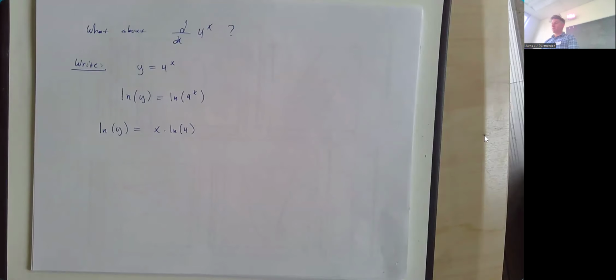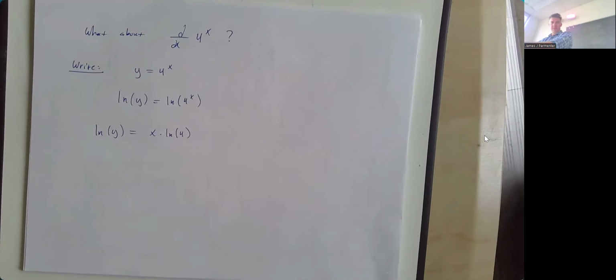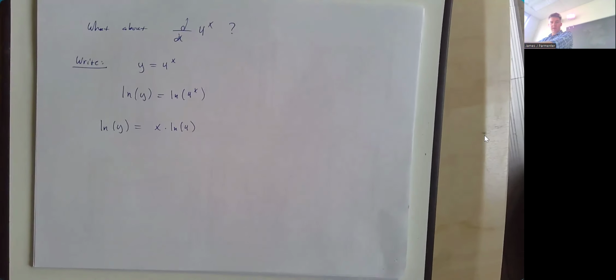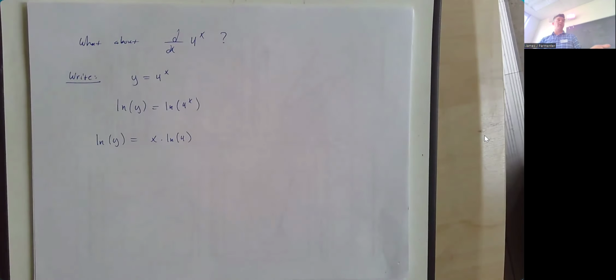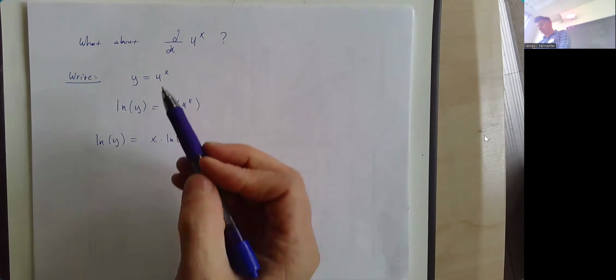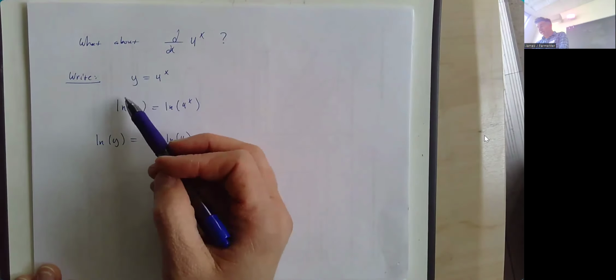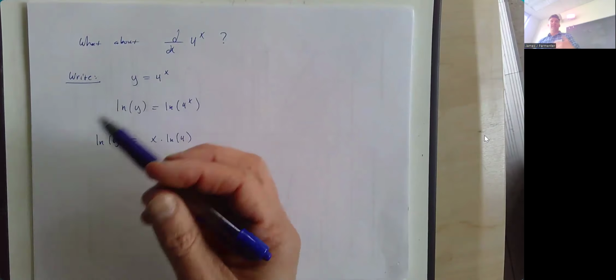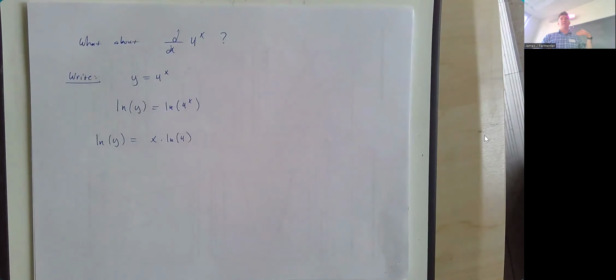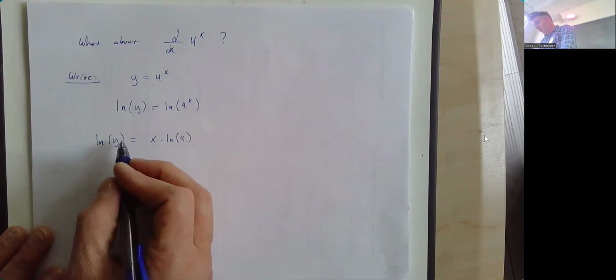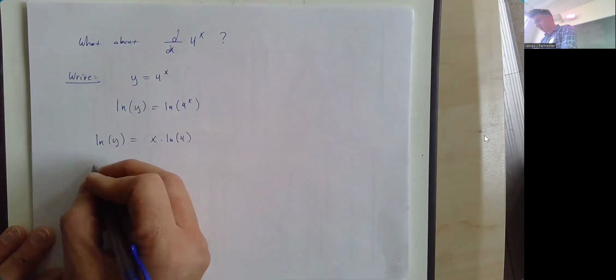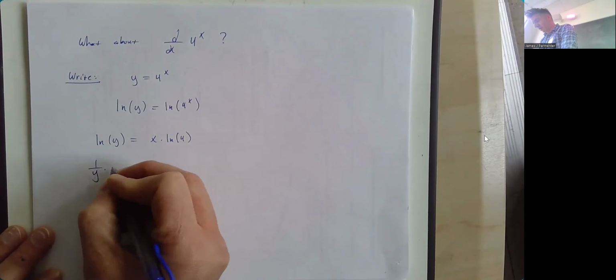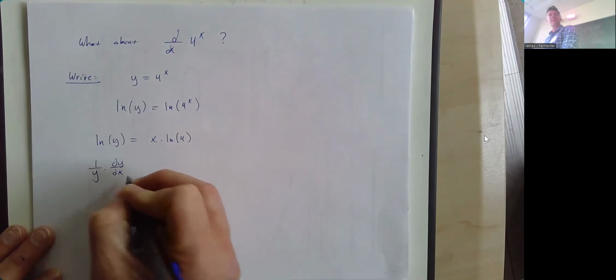I'm going to remind you many times: in our framework here, y is always a function of x. It is explicitly a function of x here. Y equals 4 to the x. So when we differentiate, we are using implicit differentiation. We are thinking, oh yeah, y is some stuff. So when I differentiate both sides, the derivative of the natural log of some stuff is going to be 1 over the stuff times the derivative of the stuff.